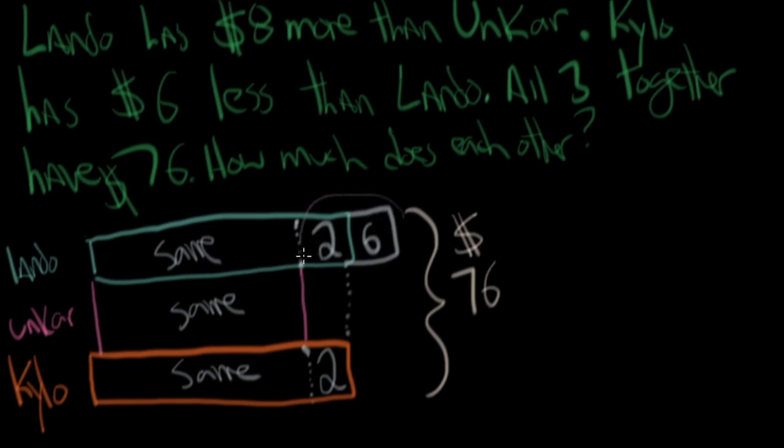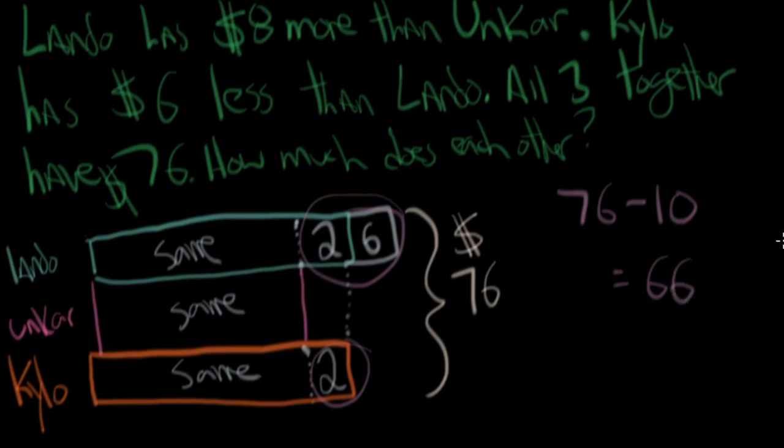These pieces here and these pieces here I need to subtract. So I want to get rid of these from the 76. So I would go 76 and I would subtract 6, 2, and 2. So that's 10 minus 10. Okay, that's going to leave me with $66.